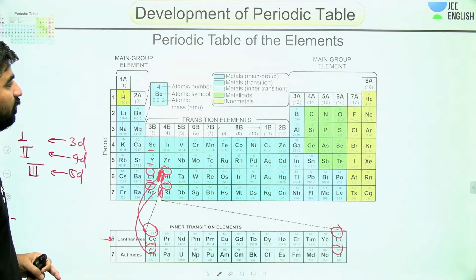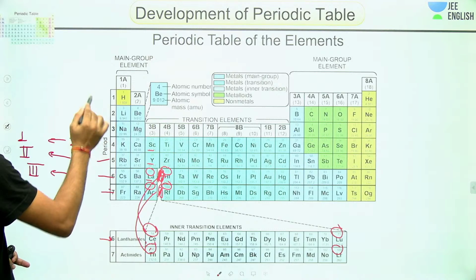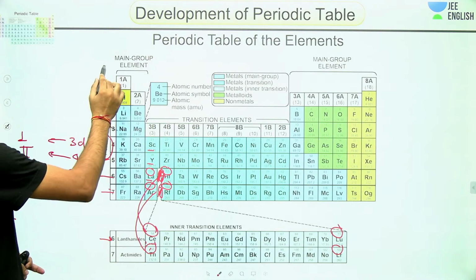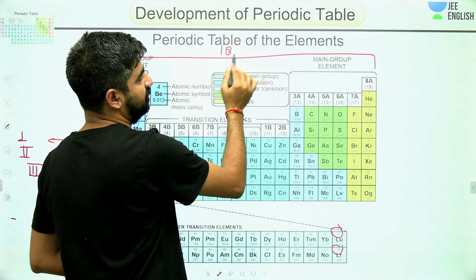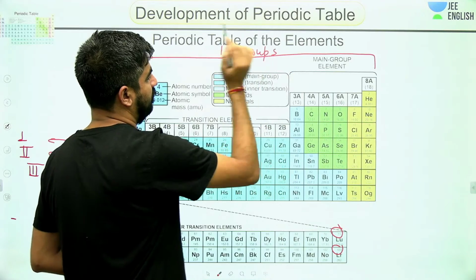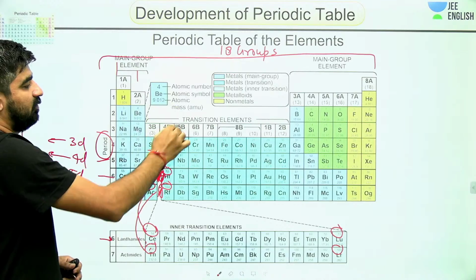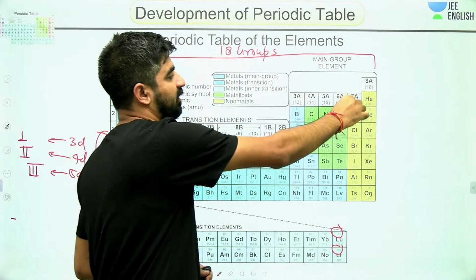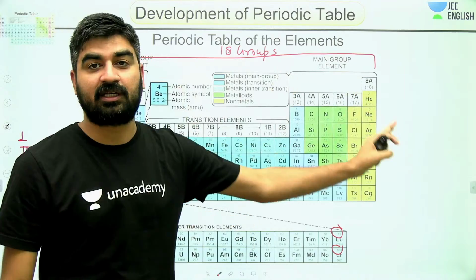There is one more point. In this periodic table we have 7 periods. These are periods, and now I call them 18 groups. This is the first group, second, third, fourth, fifth, sixth, seventh, eighth, ninth, 10, up to 18. So the modern periodic table we write from 1 to 18.